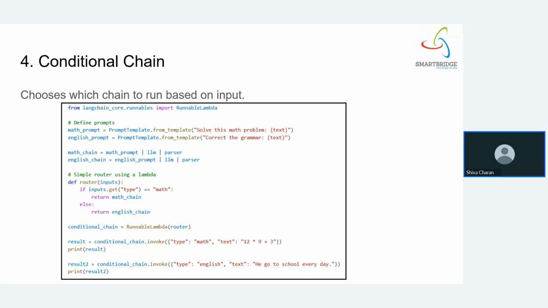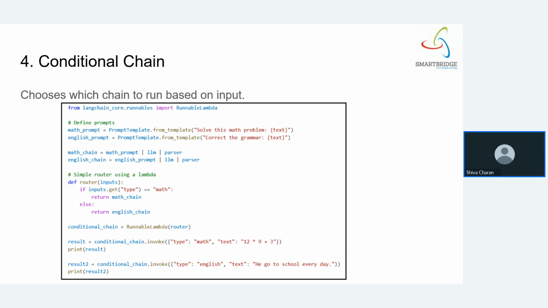We are mentioning the type. So first it will check for the type. It will go through that conditional chain, it will go through that runnable lambda, and from the runnable lambda, it will go through the router function. In the router function, it will check the type. So if it is math, it will go through the math chain.